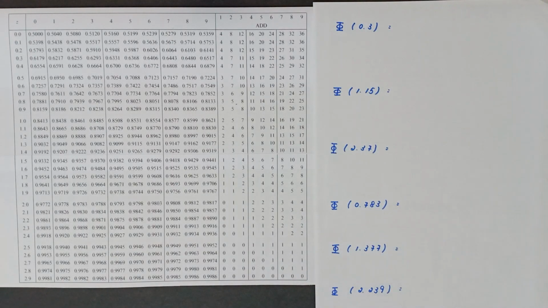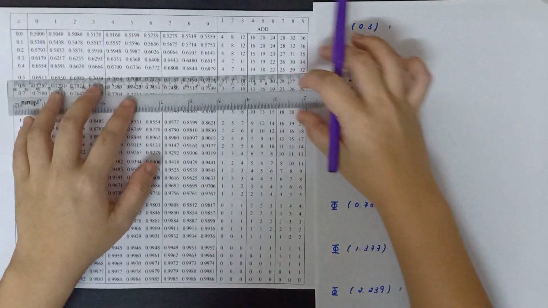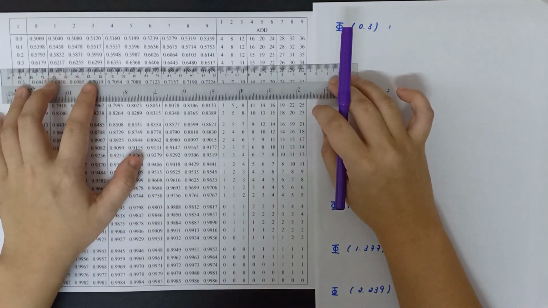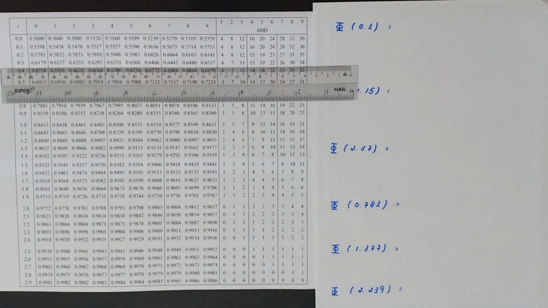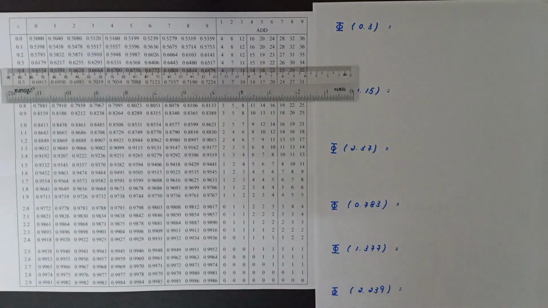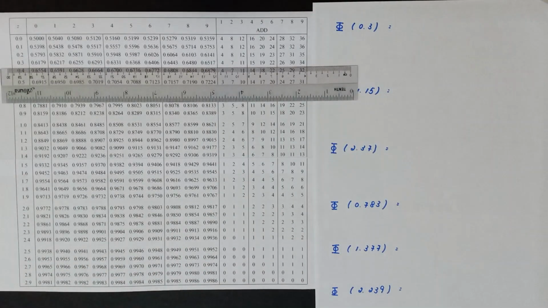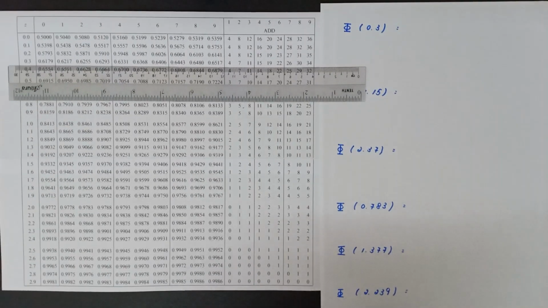Okay, number one, when you have phi 0.3. Now look at your table. Find 0.3 starting from here. Okay, so you have 0.3. Can you find that? 0.3. After you find 0.3, what does phi 0.3 mean? It's basically 0.30, correct?